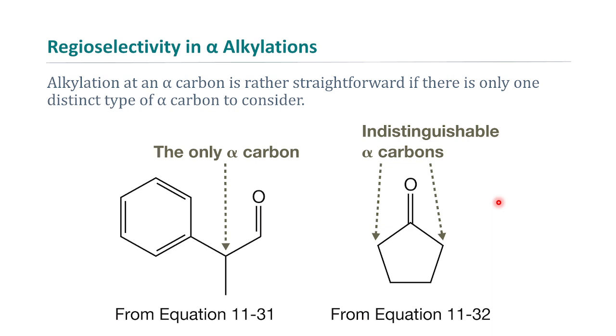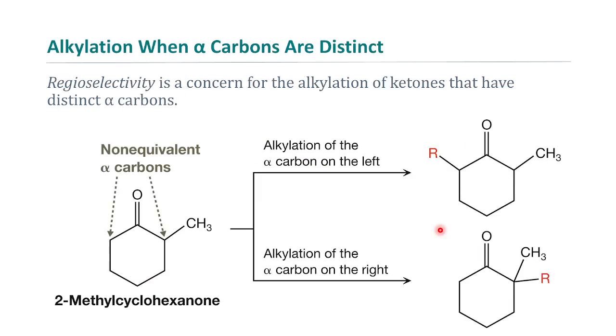The alkylation on alpha carbon is going to be straightforward if there's only one distinct type of alpha carbon to consider. In this case right here, we only have one alpha carbon. In this case here, both of these alpha carbons are the exact same. There's no difference, and so it doesn't matter which one it actually attacks. The regioselectivity is going to be a concern for the alkylation of ketones that will have distinct alpha carbons. So in this case, we have this one here, and then we have another alpha carbon that's different. And so this would be the alpha carbon right here, having the alkylation occur, and that will give us this product. The alkylation occurs over here, that's going to give us this product.